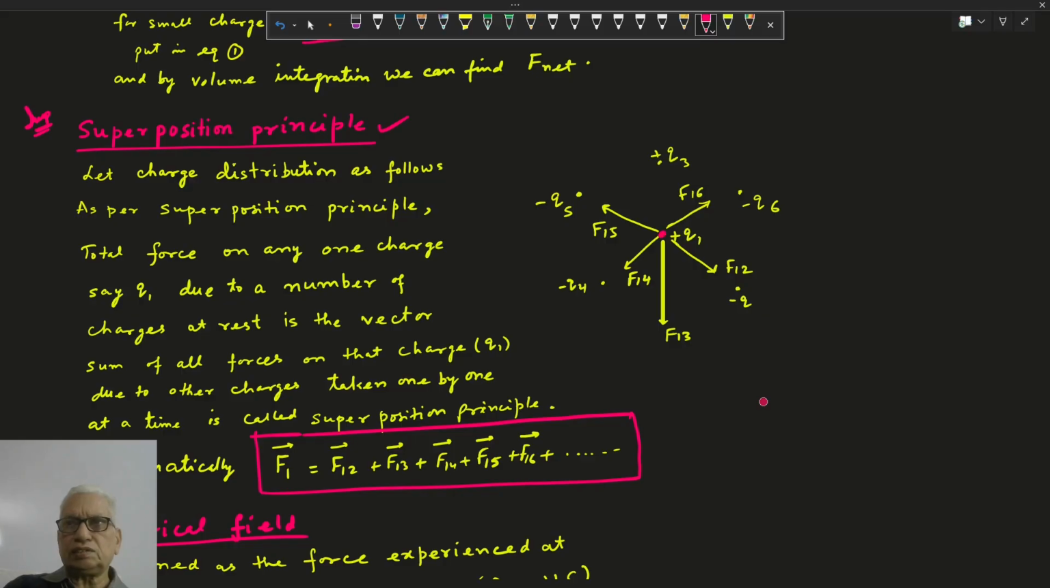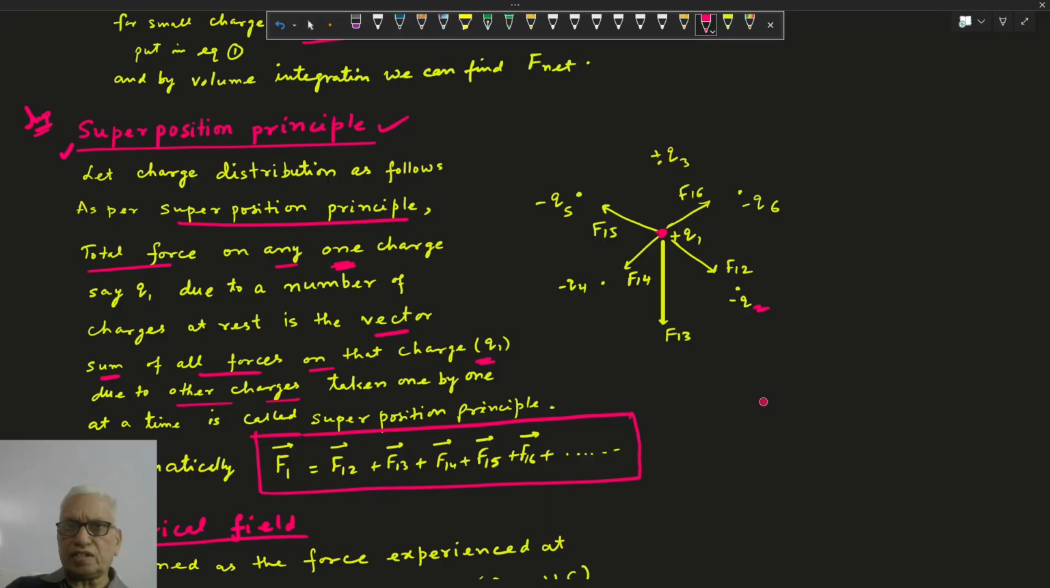Say let us consider Q1 charge, and Q2, Q3, Q4 charges are there, like Q1, Q2, Q3, Q4, Q5, many such charges. What is the superposition principle? That charge distribution is as follows. As per the superposition principle, the total force on any one charge, here we have taken Q1, due to all the nearby charges which are at rest, is the vector sum of all the forces on charge Q1 due to other charges taken one by one.